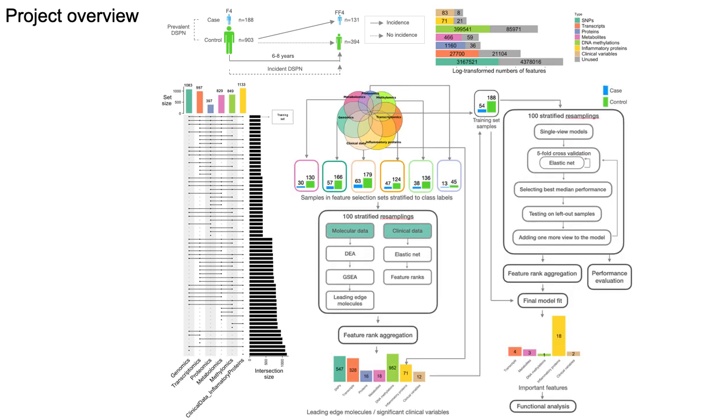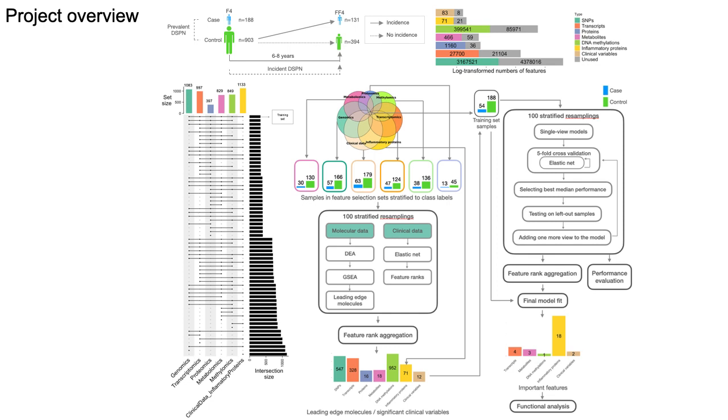So the analysis pipeline was divided into two main parts. The first part is the feature selection, where I try to select the most important features for each data type for the training. The second part is the machine learning training and prediction, where I try to build the best performing models, and then also extract the most important features for the prediction.